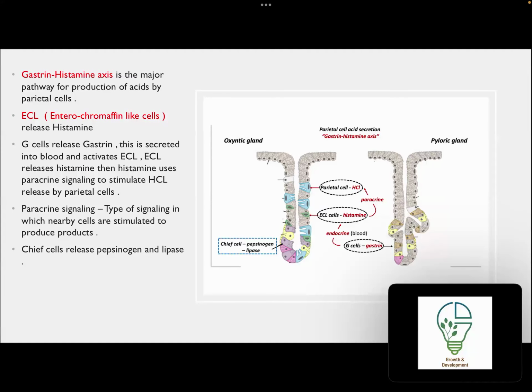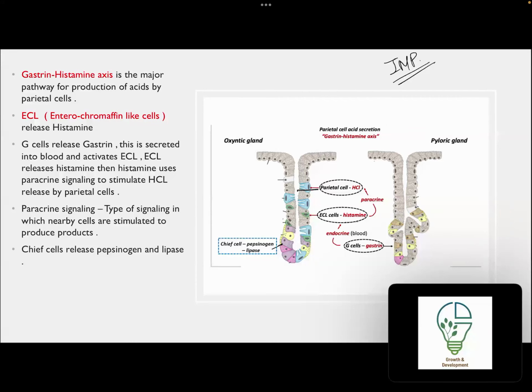This is literally the most important slide in both of these lectures, because this forms the basis for every other topic in this lecture. So we have the gastrin-histamine axis. And the gastrin-histamine axis is the major pathway for production of acids by the parietal cells. So parietal cells produce HCl. Gastrin is produced by G cells, and gastrin basically stimulates the production. And we'll see how. We also have ECL.